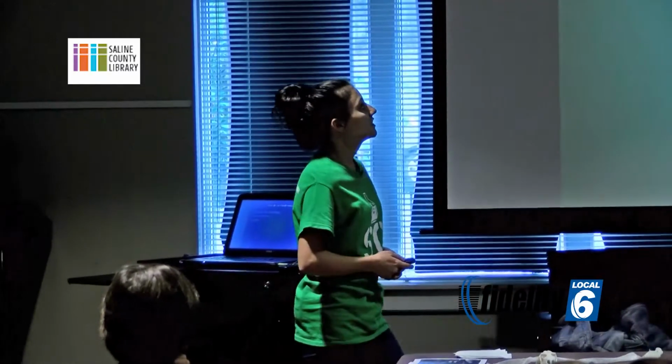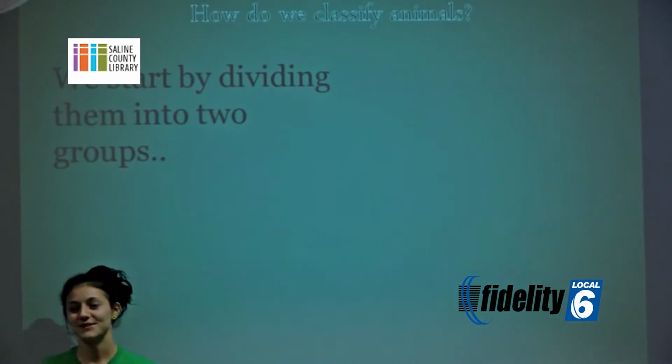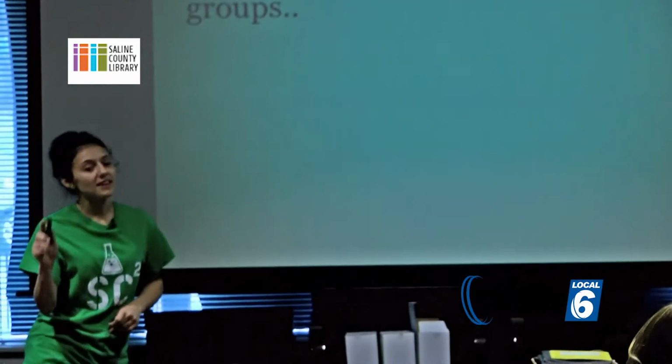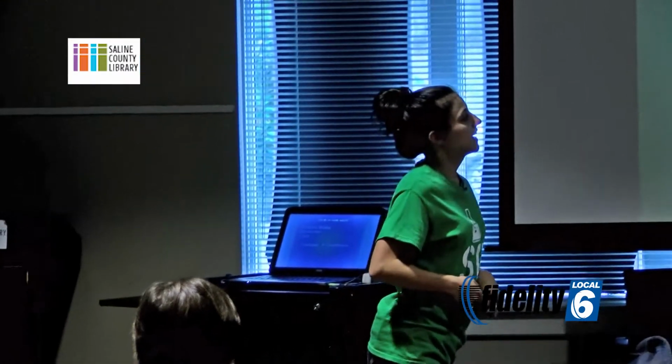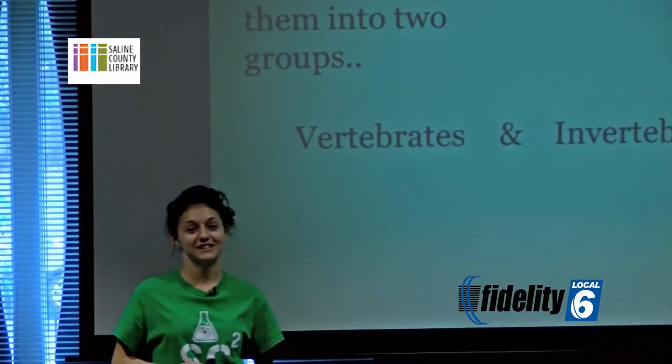Let's look. We start by dividing them into two groups. Anybody have a guess on what two groups? Plantae and Animalia. That is a good guess, but for this we are looking for vertebrates and invertebrates. Do we know the difference between vertebrates and invertebrates?